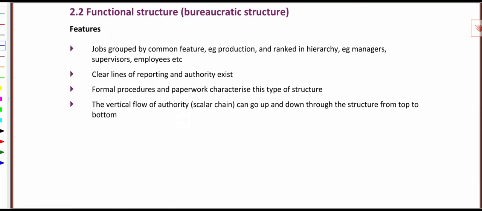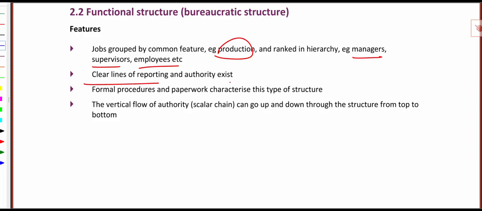Next then we've got functional structure, which is sometimes called bureaucratic, and this is where different roles are going to be grouped in different functions. So for example, you might have the production team, and then underneath that you're going to have your employees ranked in hierarchy, so managers at the start, then supervisors, then employees. We've actually got a diagram there on the next page, so we can have a look at that.